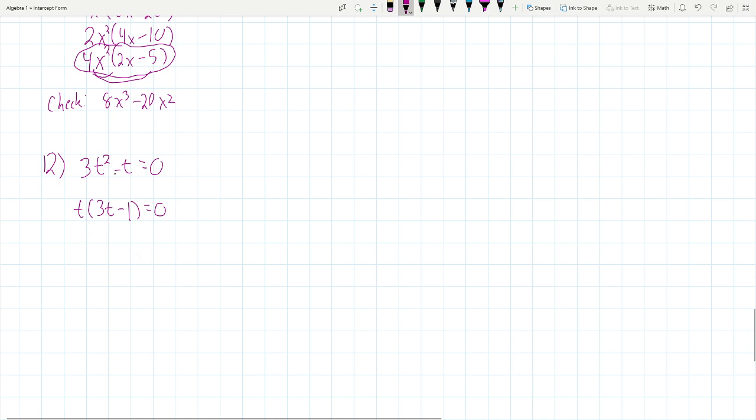And so now I'm going back to what I did for 1 through 6, saying, okay, what goes in for t? So I have t equals 0, and I have 3t minus 1 equals 0, so that one's obviously done. Add 1 to both sides, so I get 3t equals 1, divide by 3, so I get t equals 1 over 3.